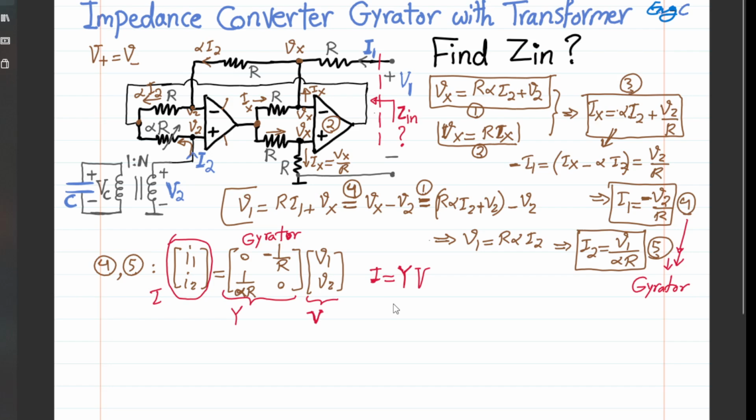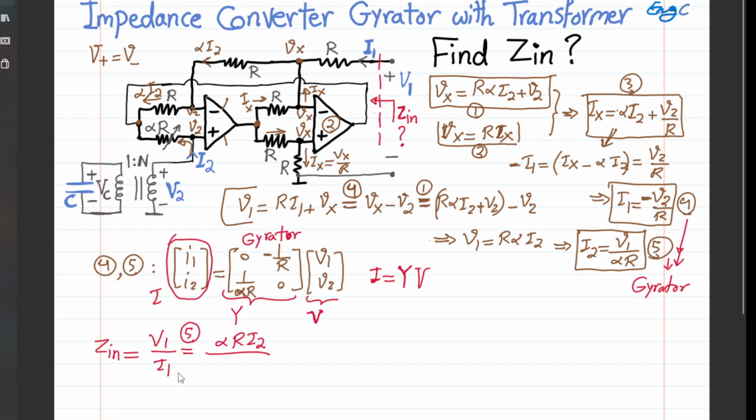Okay, with that in mind, the last thing I need to do is one last step. I am going to write Zn. So Zn is equal to the one that I wanted to find, which is obviously V1 divided by I1. So we have V1 divided by I1. For V1, using 5, V1 is alpha R times I2.